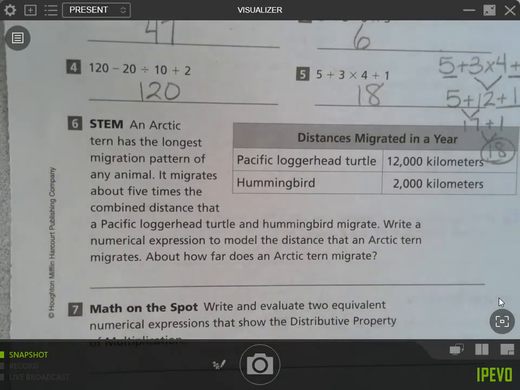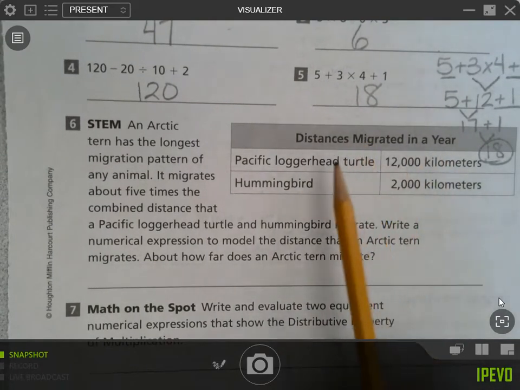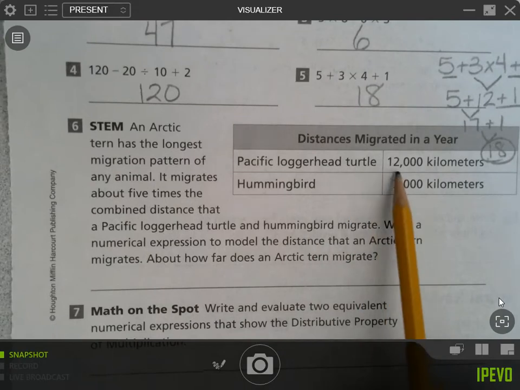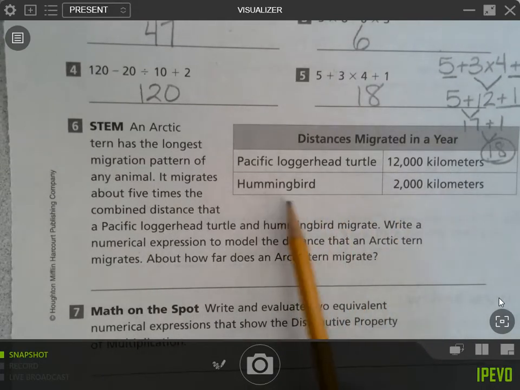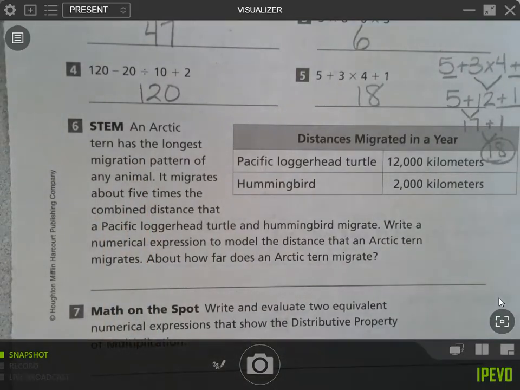Number 6, we have a little table here to look at. The distances migrated in a year. We have a Pacific loggerhead turtle that goes 12,000 kilometers in a year. We have a hummingbird that goes 2,000 kilometers in a year. All right. It says an Arctic tern has the longest migration pattern of any animal. It migrates about 5 times the combined distance that a Pacific loggerhead turtle and a hummingbird migrate. Write a numerical expression to model the distance that an Arctic tern migrates. About how far does an Arctic tern migrate?